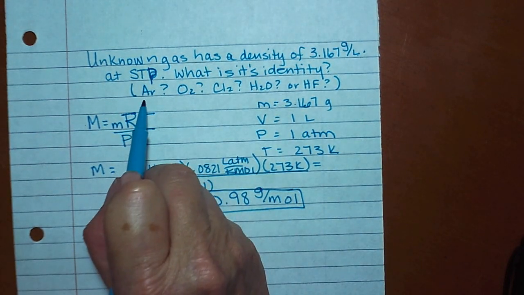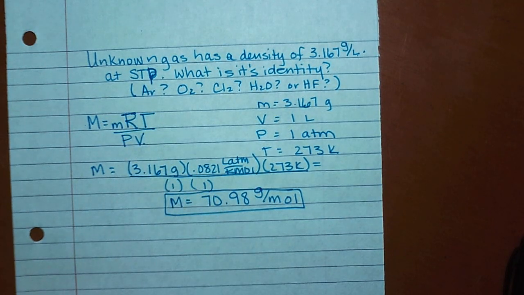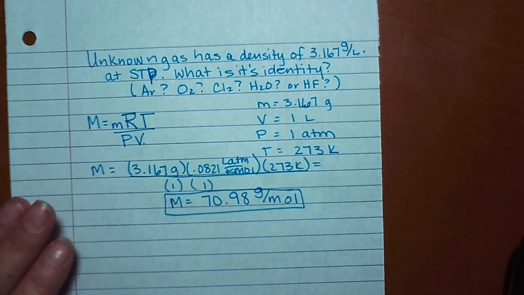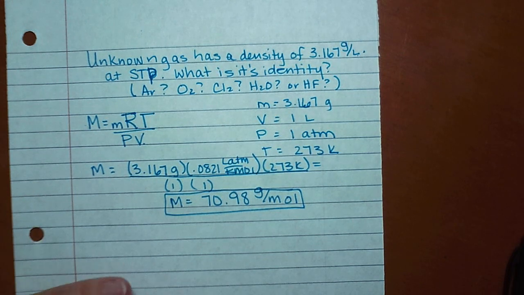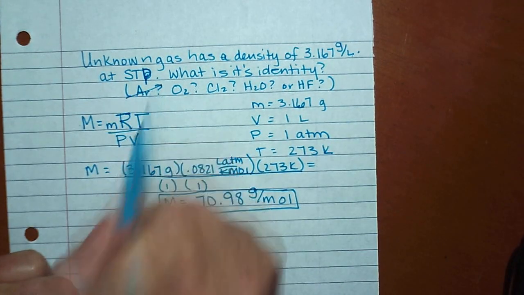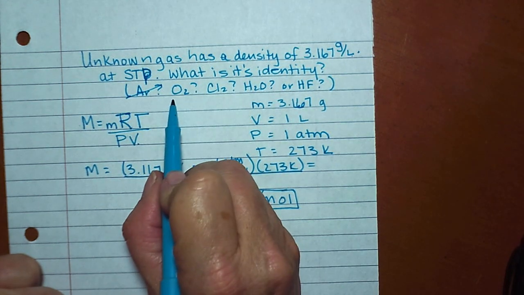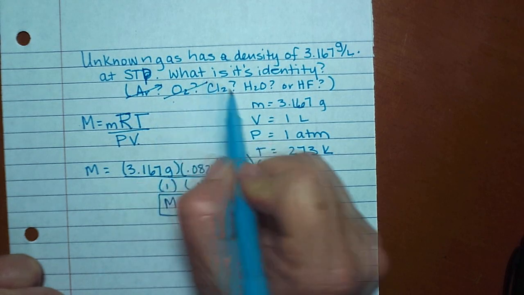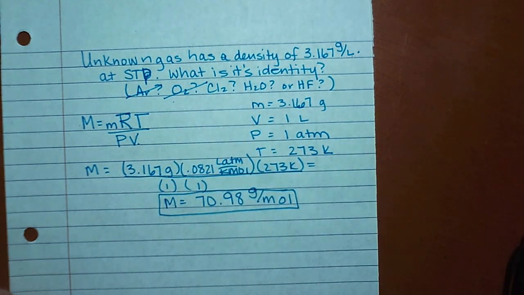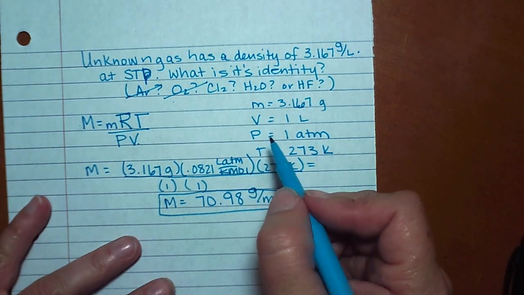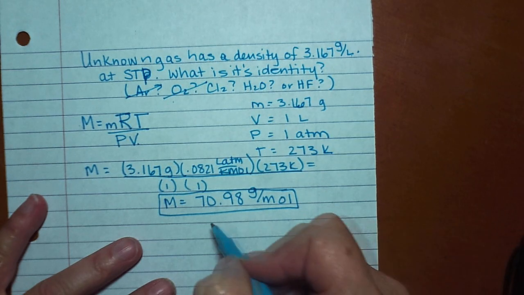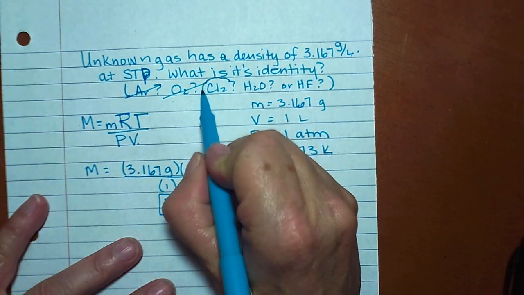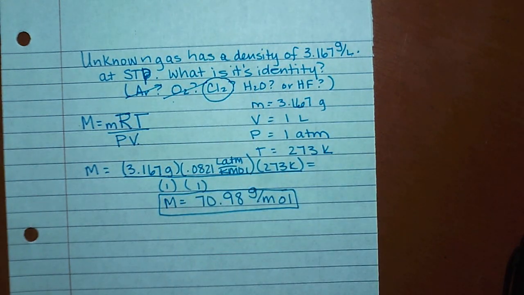So now what we're going to do is compare this to the molar masses of argon and all of those molar masses. The molar mass of argon is 39.9. So nope, that's not it. The molar mass of oxygen is 16 plus 16, so that's 32. So that's a no. The molar mass of chlorine is 35.45 plus 35.45. Oh, that's 70.98. So it must be that. Chlorine.